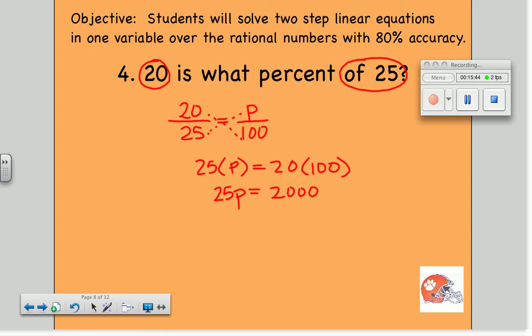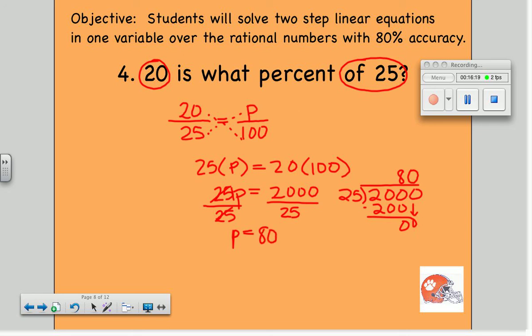25 is being multiplied by P, and I need P to be isolated. So I do the inverse of multiplication, which is division. Divide by 25 here. Divide by 25 here. 25 divided by 25 is 1. 1 times P is just P. And 2,000 now divided by 25. 25 goes into 200 8 times, that's 200. And 25 goes into 0, 0 times.